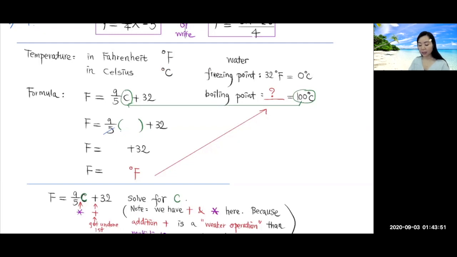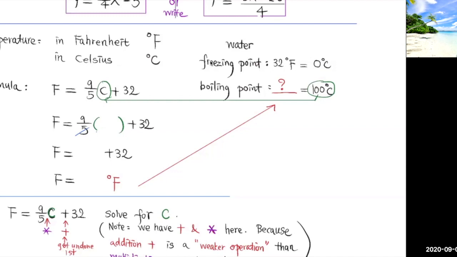Okay. So for water, we know the freezing point in Celsius is 0 degrees, and that corresponds to 32 degrees in Fahrenheit. Okay. And the boiling temperature for water is 100 degrees Celsius, and that corresponds to what temperature in Fahrenheit? Well, a lot of us probably don't remember this. Let's find out what's the corresponding Fahrenheit temperature for the boiling point for water.